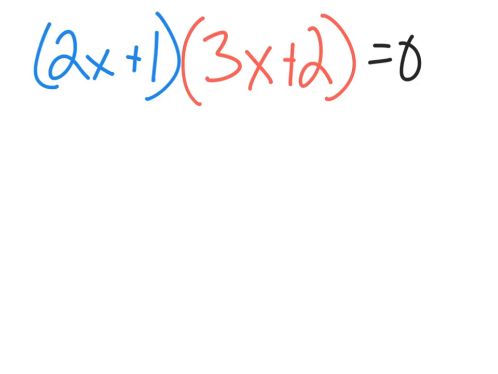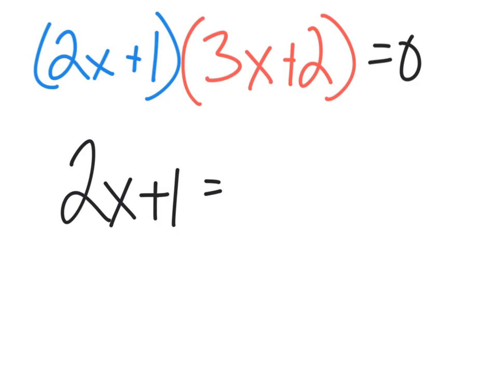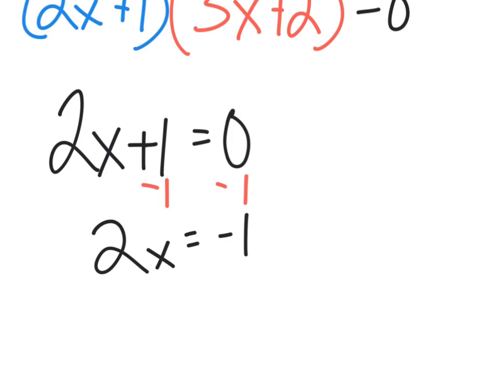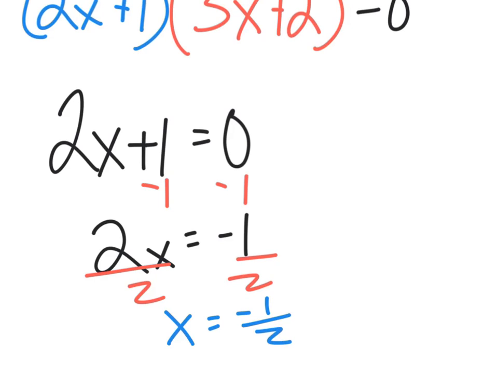What are the roots? So I'm going to rewrite this like 2x plus 1 equals 0. We've got to subtract 1 from both sides, and when we do, we've got 2x equals negative 1. And then when we divide both sides by 2, that's going to give us x equals negative 1 over 2. Beautiful. So that's our first root, x equals negative 1 over 2.